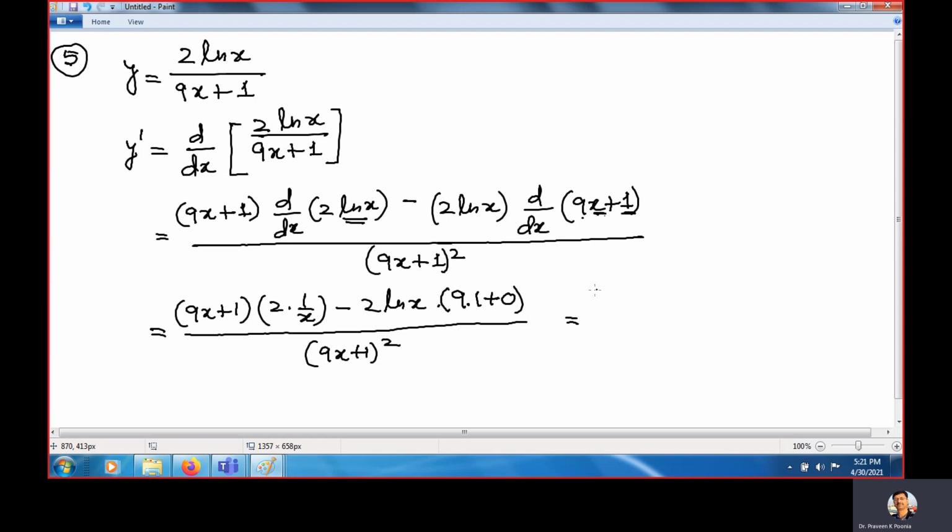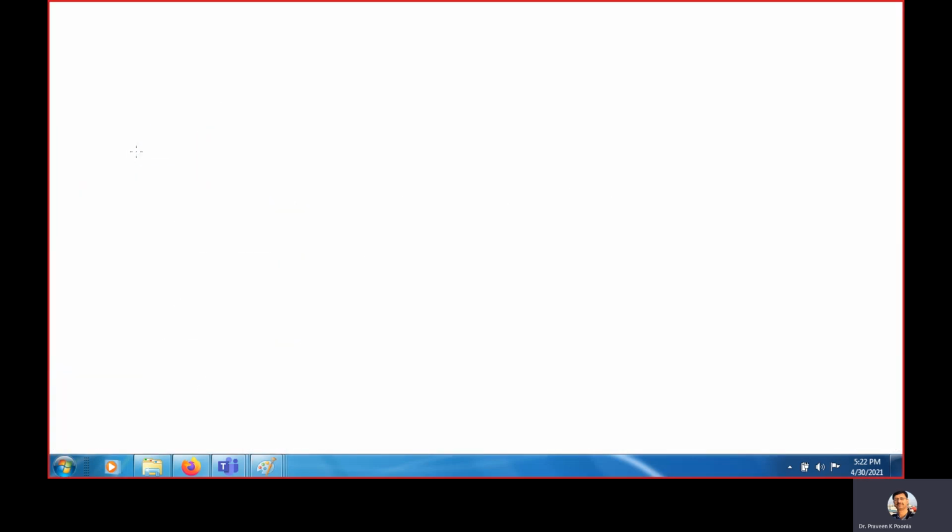And if you simplify it further, it will be 2 into 1 upon x, 2 upon x, and 9x plus 1, minus 9 times 2, 9 into 1, 9 plus 0, 9, 9 times 2, it is 18 ln x, upon 9x plus 1 whole square. So this is the answer. No need to further solve. Simplify. This is the answer. Okay, let us take one more question.